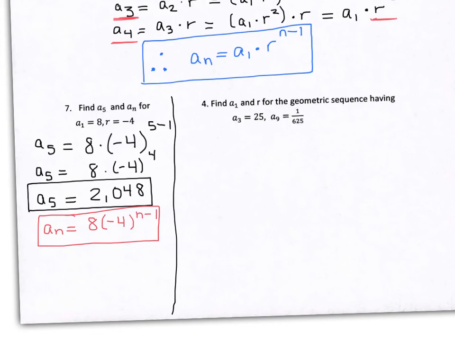And then our last one, find a sub 1 and r for the geometric sequence having a sub 3 equals 25 and a sub n equaling 1 over 625. Okay, well, let's see. I'm not going to be able to figure out a sub 1 without our r, so I'm going to go ahead and find r first.